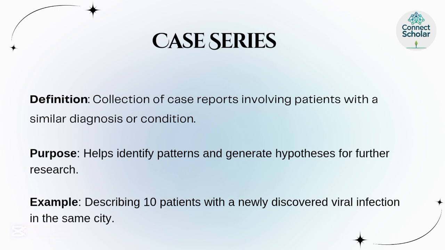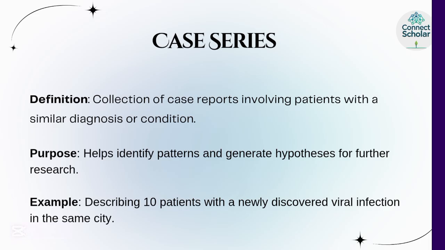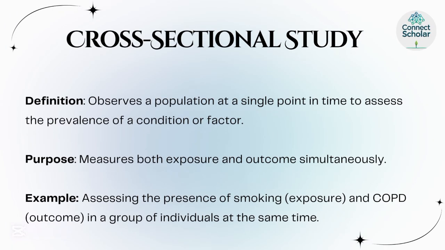If such a thing is observed, all these cases must be studied in depth and highlighted so that the pattern of disease development can be identified and any further hypothesis can be made for further researches. Next is cross-sectional study. This type of study observes a population at a single point in time to assess the prevalence of a condition or a factor.